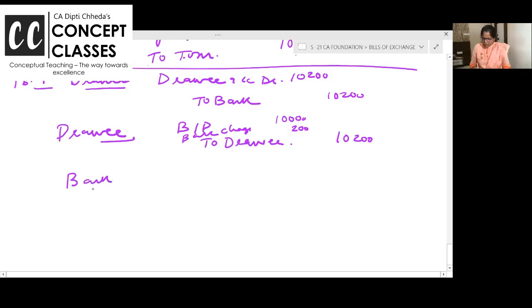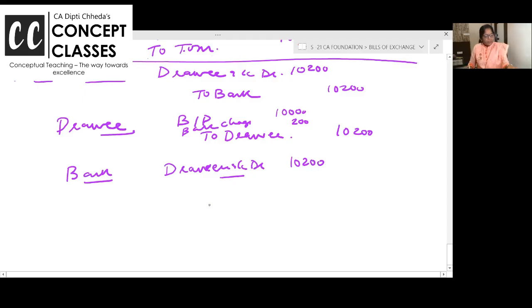And what entry will the bank pass? Bank will take the money from us. Not exactly the money. Drawer's account debit. Bank will debit my account 10,200, and to bills receivable discounted. This entry is in the bank's books. To bills receivable discounted and to cash 200. Bank will take from me 10,200. I will take from you 10,200 and pay to bank. Drawer to bank. So what entry will the bank do?